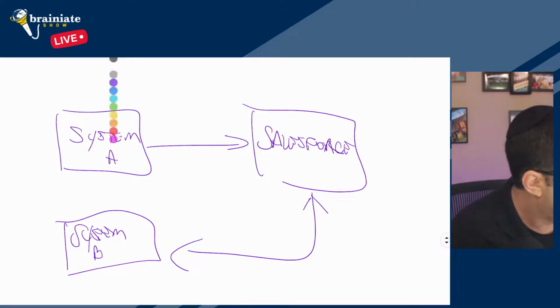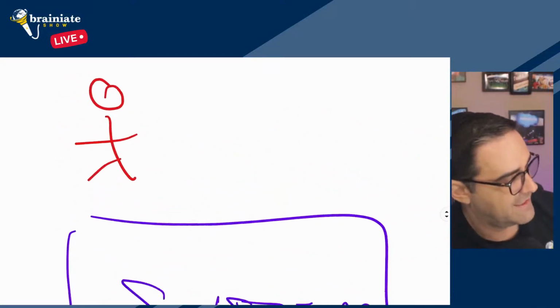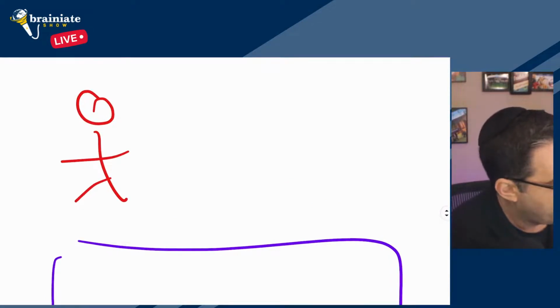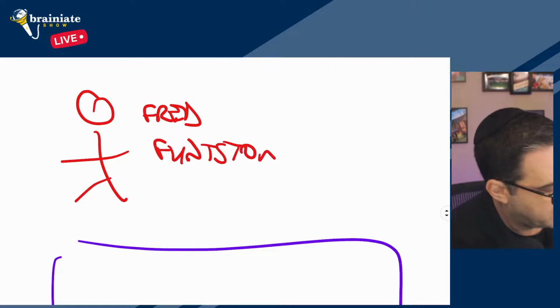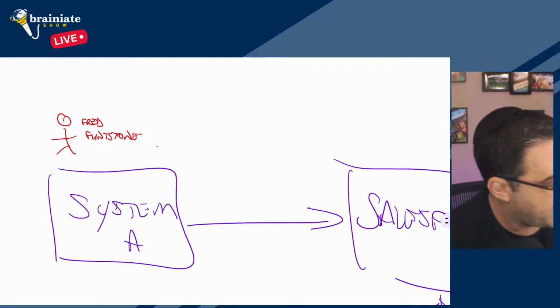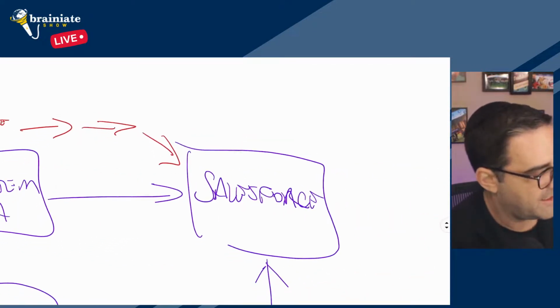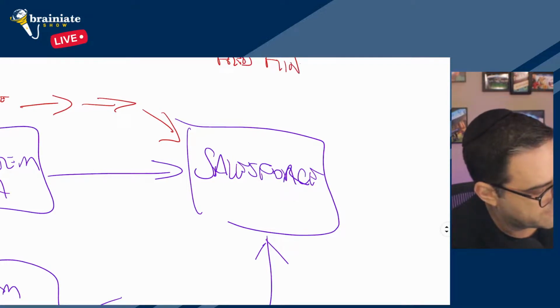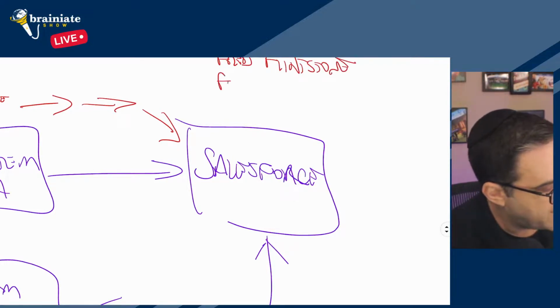What you're seeing is, let's make this in red. So over here in System A, and by the way, one of the benefits of doing this on the iPad is you can zoom in like that. So let's say in System A, someone is creating the record for Fred Flintstone. So Fred Flintstone gets created in System A and then gets pushed into Salesforce. And someone looks in Salesforce and sees that we have Fred Flintstone, and we also have Freddie Flintstone.